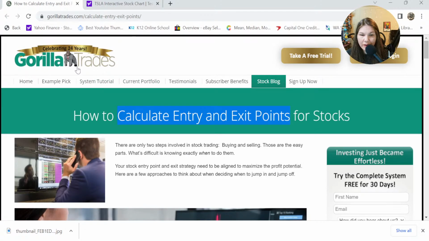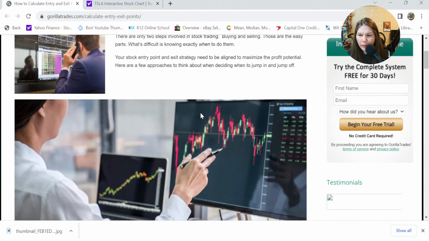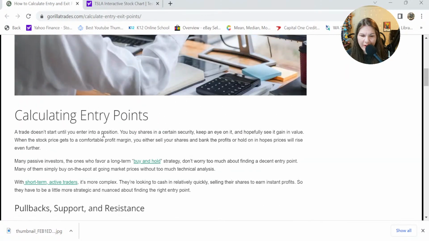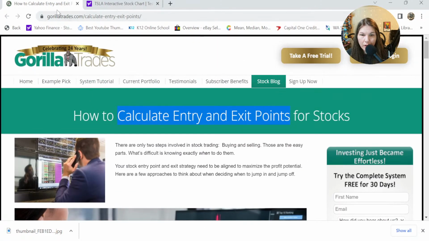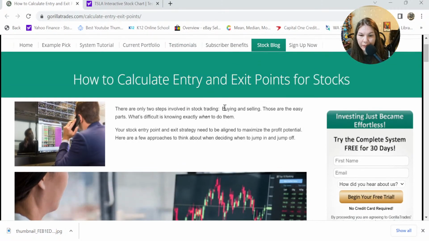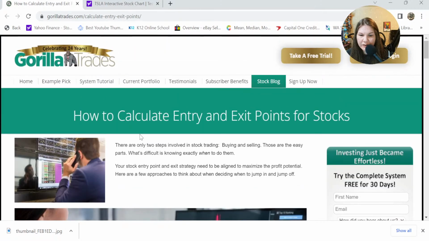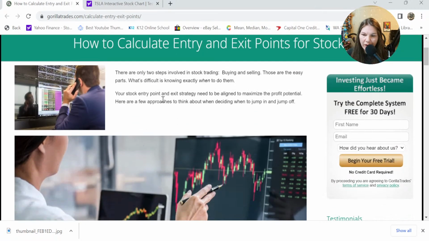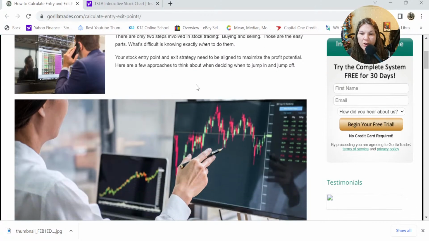This is off of Gorilla Trades. I read through this and it has some good information, and we can find this information on Investopedia also. I just liked the way this one was worded. Gorilla in a Suit says, there are only two steps involved in stock trading, buying and selling. Those are the easy parts. What's difficult is knowing exactly when to do them. Your stock entry point and exit strategy need to be aligned to maximize the profit potential. Here are a few approaches to think about when deciding when to jump in and jump off.